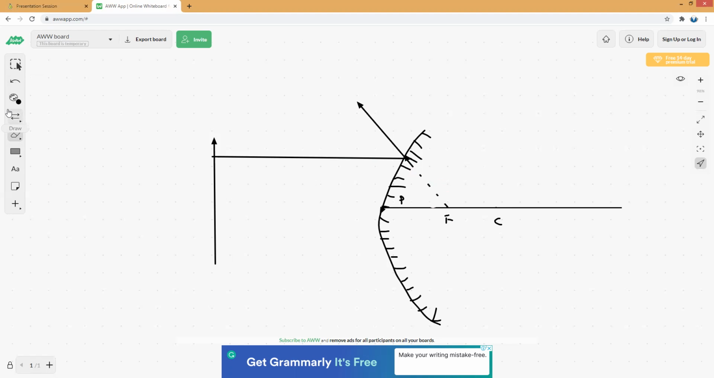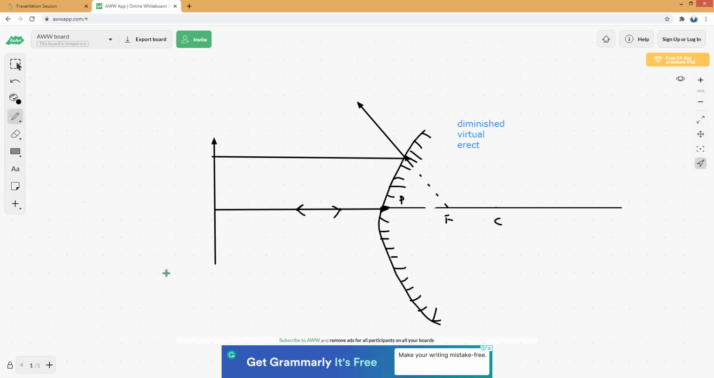So even the second ray, yeah, the second one is correct. It should touch the principal axis. Just touch the principal axis and it will go back. That is the second one. Yeah, it goes like this, something like that.